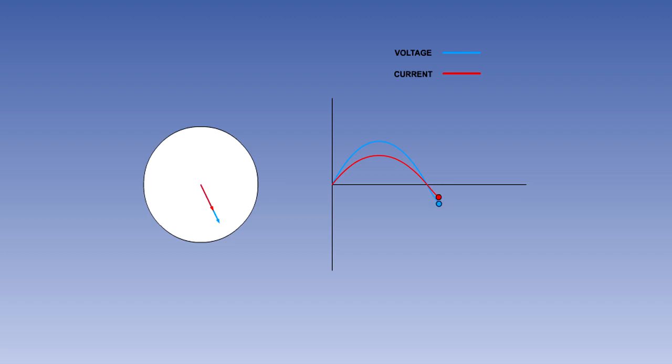In a theoretical AC circuit containing only resistance, both the current and the voltage pass through zero and reach their peaks in the same direction simultaneously. In such circuits, the voltage and current are said to be in phase.